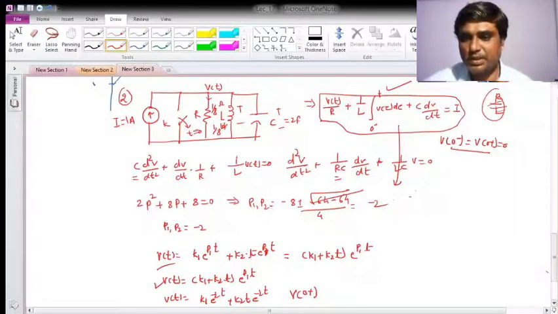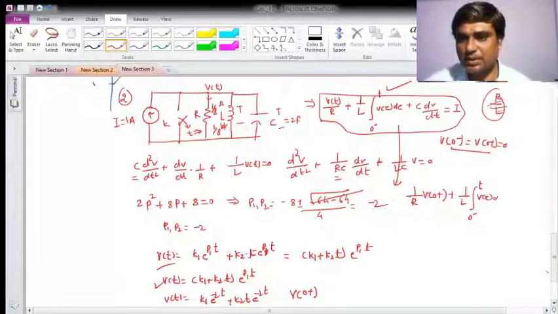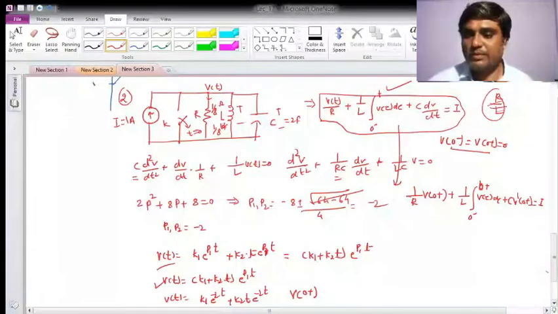So which will be 1 by R V of 0 positive plus 1 by L 0 negative to T V of tau d tau plus C V dash of 0 positive, which is I, correct? And this is where I am evaluating. I am evaluating at 0 positive.